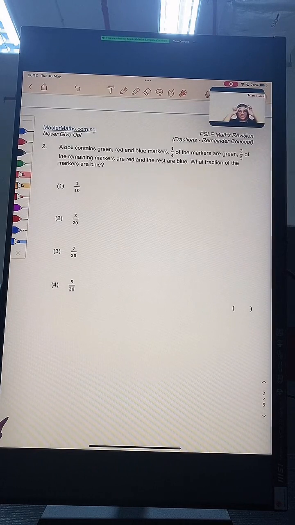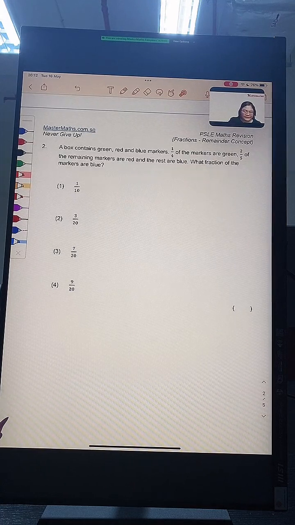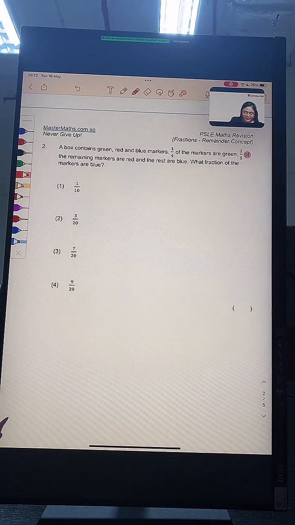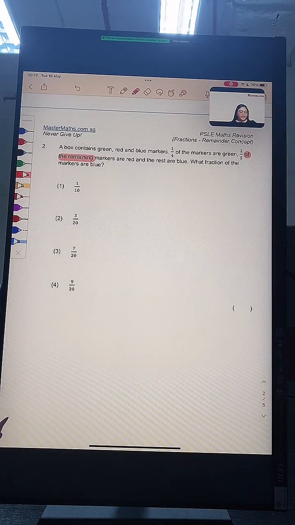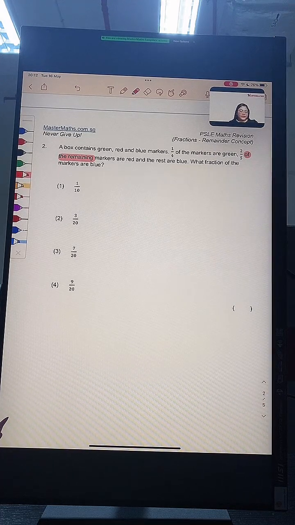Okay. Alright. So for this question, again, we see the keywords of the remaining. Okay, when we see of the remaining, this signals our remainder concept. What I want to teach you right now is to actually use this method called the branching method. Every single time you see of the remaining, let me write it down for you.